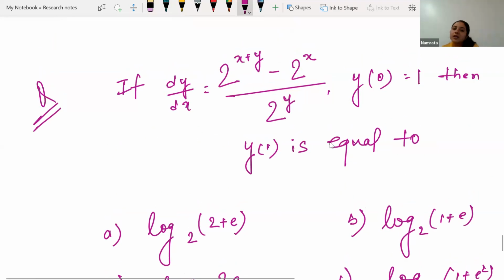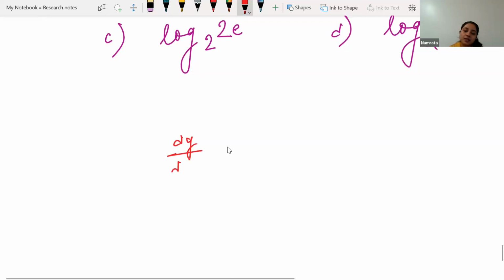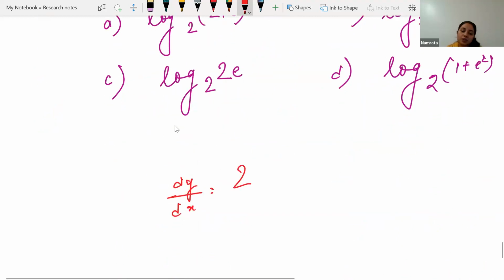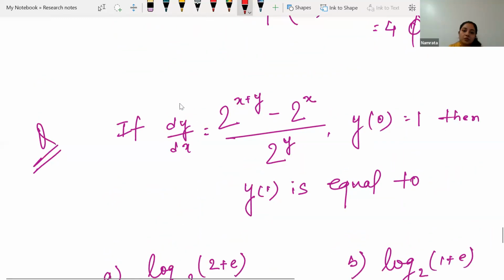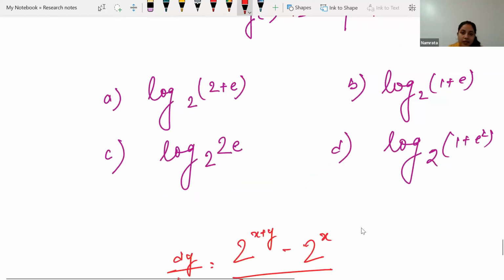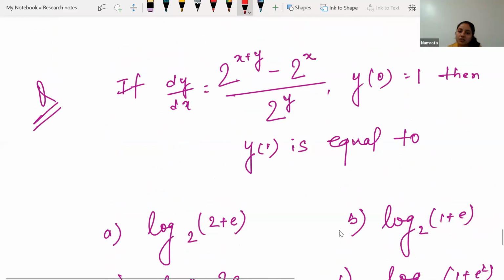dy by dx is given over here. We have to solve this differential equation. We will be doing the integration. Okay, let's see how we can do the integration over here. It is given that dy by dx is equal to 2 to the power x plus y minus 2 to the power x over 2 to the power y. This is what we are having. The condition is there. We will be using that.